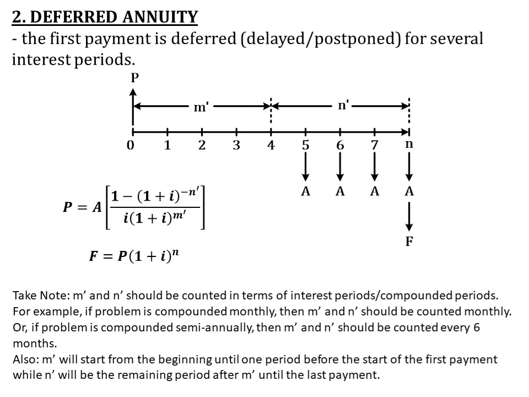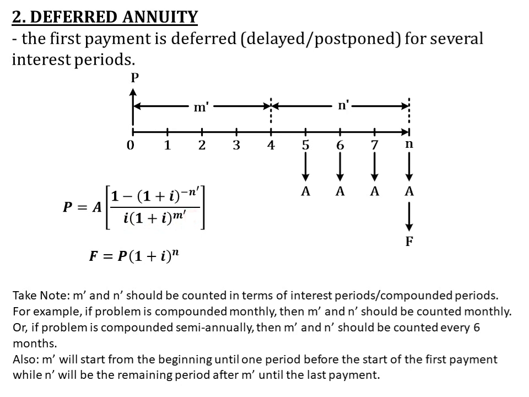Now, how to get the formula for the present amount and the future amount of deferred annuity? First, you have the present amount here, the formula. It's a bit different when you compare it to ordinary annuity. You will have present amount equals A times 1 minus 1 plus i to the power of negative n prime, divided by i times 1 plus i to the power of m prime. So this is for the present amount.